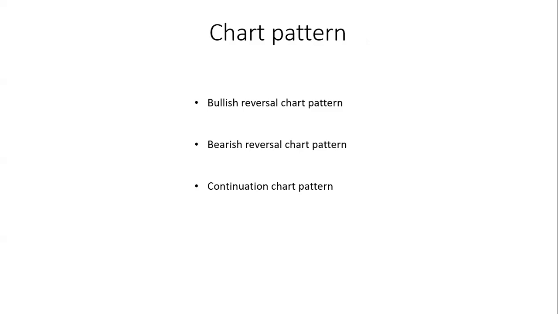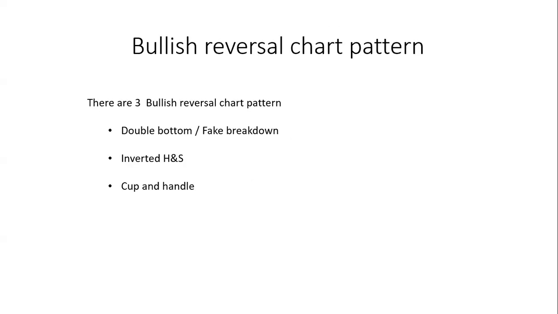So the first chart pattern we are going to look at is the bullish reversal chart pattern. There are three kinds of chart patterns: bullish reversal pattern, bearish reversal chart pattern, and continuation pattern. So what happens in a bullish reversal pattern? There are three bullish reversal patterns available. First is a double bottom or a fake breakdown. Second is an inverted head and shoulder. And third is a cup and handle.